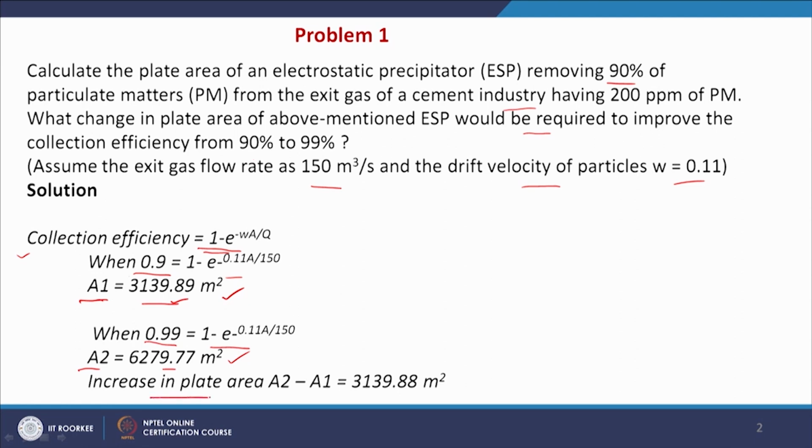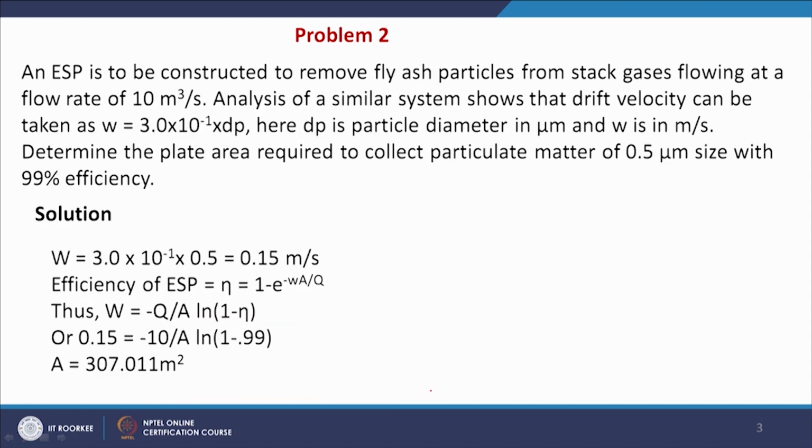So, increase in plate area is A 2 minus A 1, that is equal to 6279.77 meter square minus 3139.89 meter square, that is equal to 3139.88 meter square. So, the problem is solved. Next we will see problem number 2.